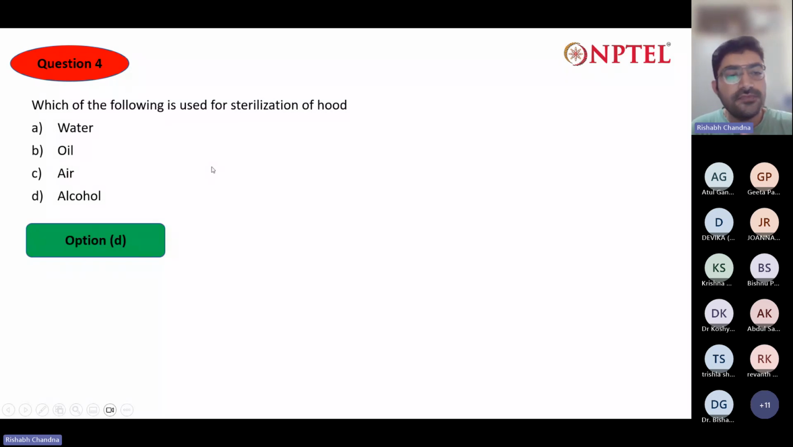Before starting any experiment, we just wipe the hood with alcohol. That is 70 to 75% alcohol we use generally in our labs. We wipe the whole hood, the working area, and then we switch on the UV. We're using ethanol.